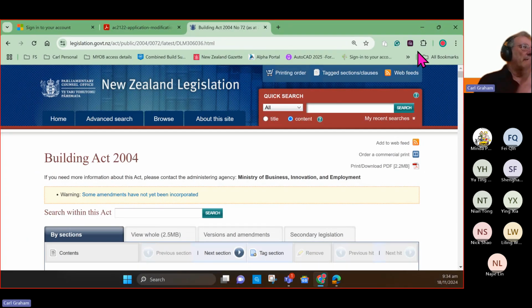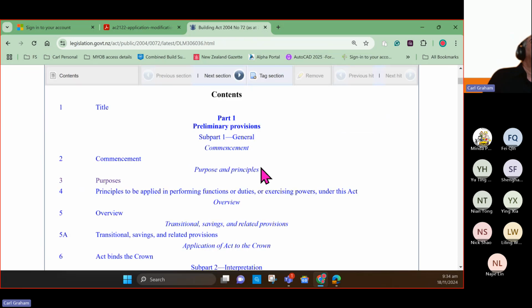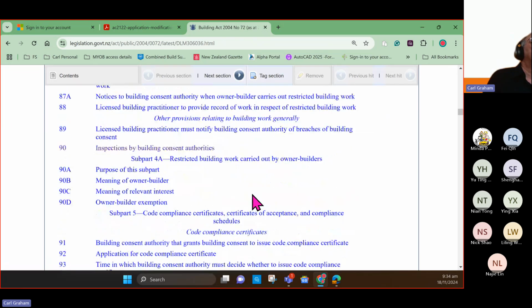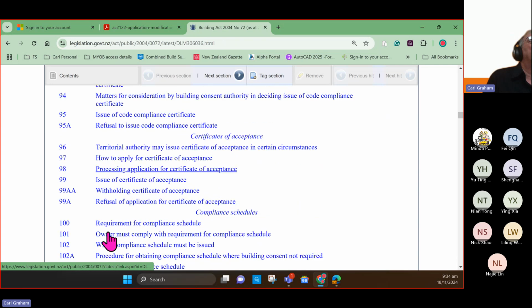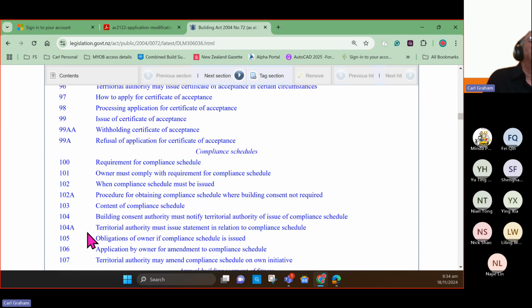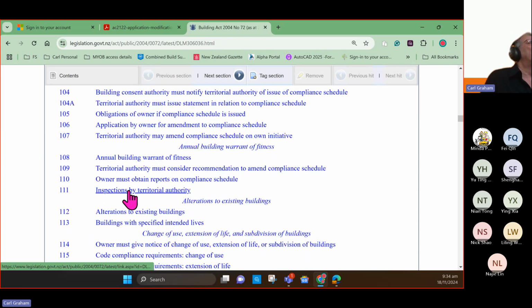Yeah. So you've got to get your head clear around when it comes to the issue of inspections. Okay. So my interpretation. In section 90, if we come down to section 90, inspections by building consent authorities. Okay. So the role of inspections for territorial authorities. So yeah, see inspections by TAs.